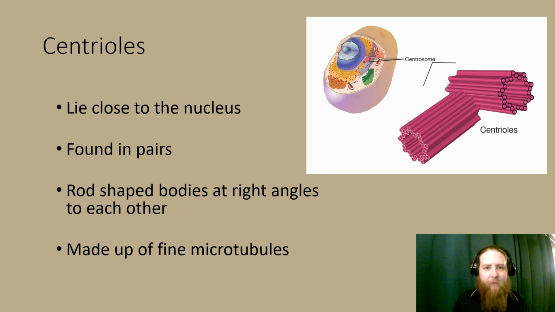The centrioles. The centrioles are this really small piece on this image here, but blown up, they look like this. They lie close to the nucleus. They're found in pairs, and they're always going to be at right angles to each other. They are made up of microtubules. And these guys are going to be very important when we talk about cellular division as well. So these guys will come back again.